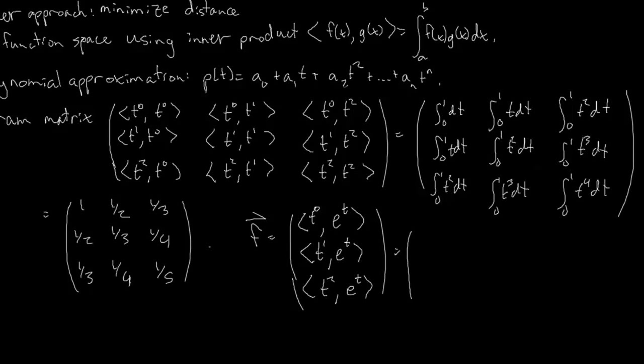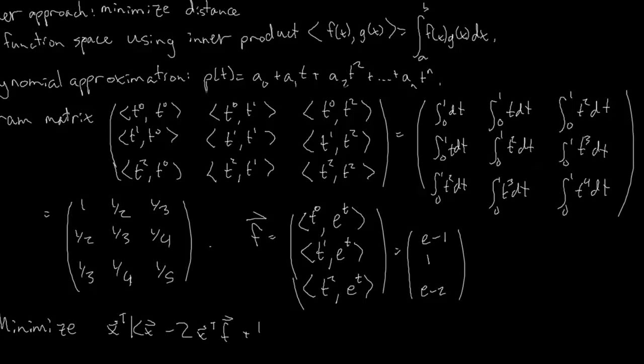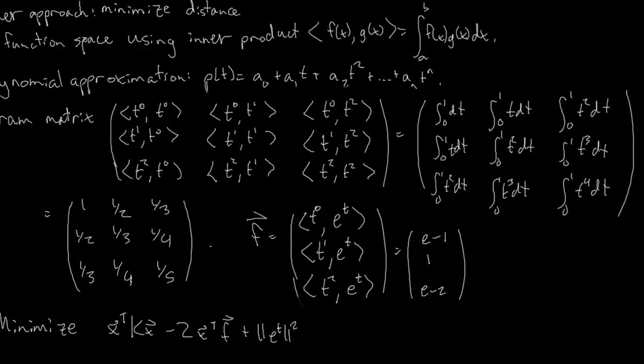If I do that, then I should take this vector f. That's the inner products of 1 with e to the t, t with e to the t, and t squared with e to the t. Compute those integrals, and you get the following numbers. If I set f to be that, then finding the closest p is exactly the same as minimizing this quadratic polynomial that you have seen lots of times before. Only that shouldn't be norm f squared, that should be norm of e to the t squared. Let's talk for a sec about why that is.